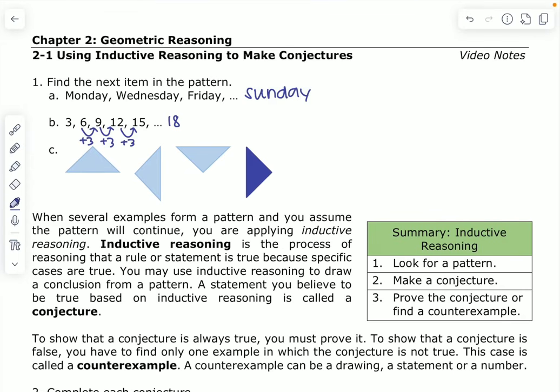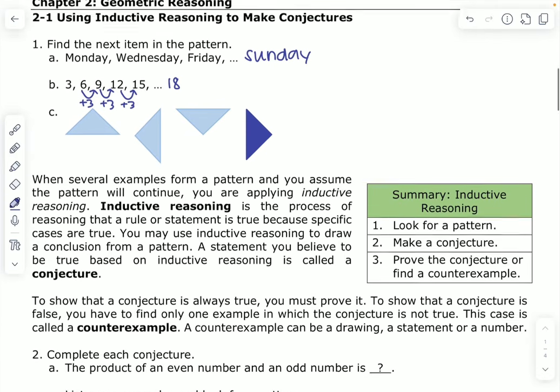So the pattern for A goes Monday, Wednesday, Friday. I have Sunday as the next item because it seems like we're skipping a day there. In B, we have 3, 6, 9, 12, 15. Looks like we're adding 3, so the next one should be 18. And for C, we have a triangle pointing up, a triangle pointing left, a triangle pointing down. So to me, I think we should have a triangle pointing right next.